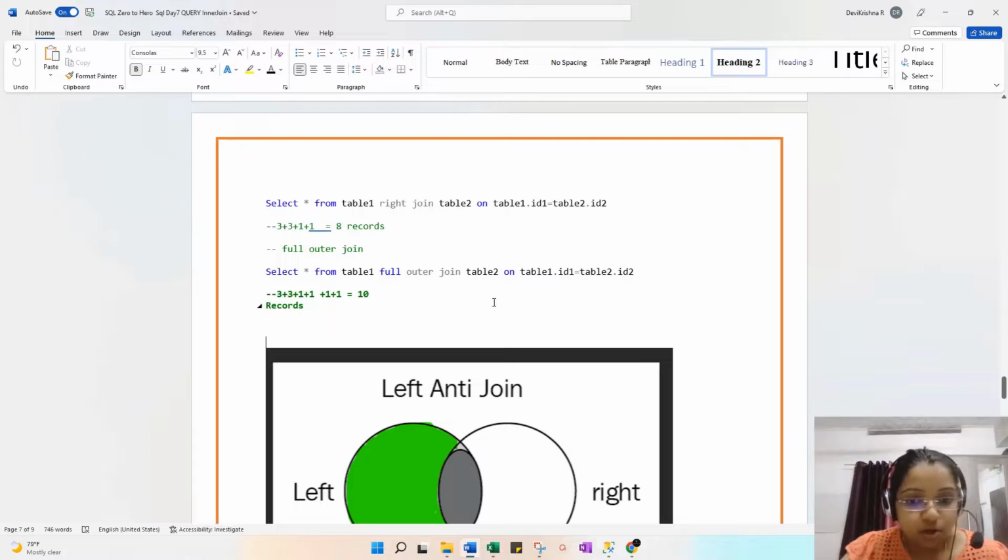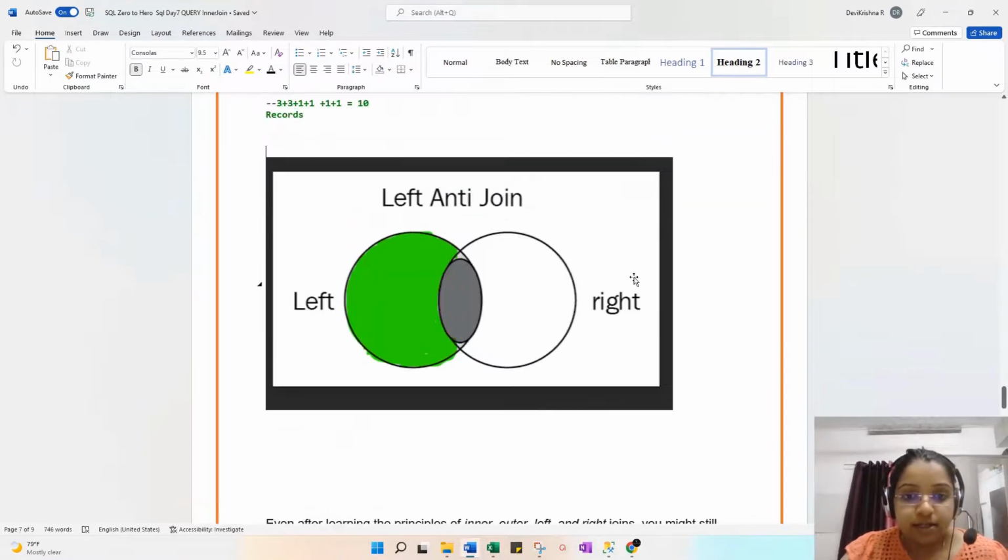Then we are moving on to the next one: the left anti-join and the right anti-join. We already discussed the joins, right? Left join and right join we discussed. Left join means the inner part plus the left part of the table. Right join means inner part plus the right part of the table.